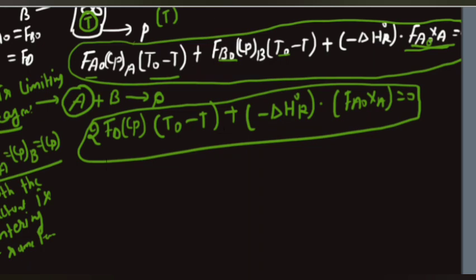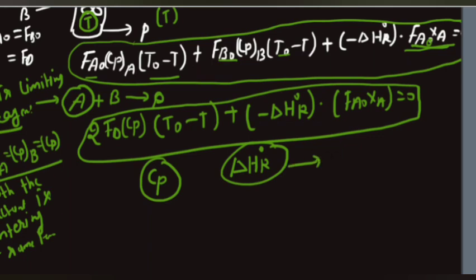Now the second thing you need to do is focus on Cp and delta H naught of R. If this is given in watts, and if this is given in calories, just convert it into joules, because watt is equal to what?